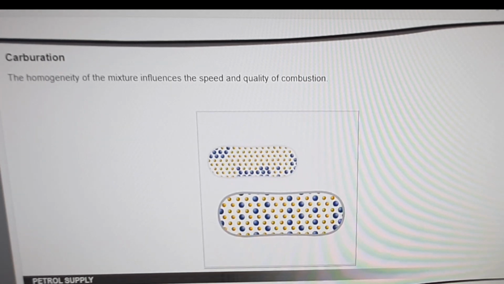A homogeneous mixture is a mixture whose composition is identical throughout. The homogeneity of the mixture influences the speed and quality of combustion.